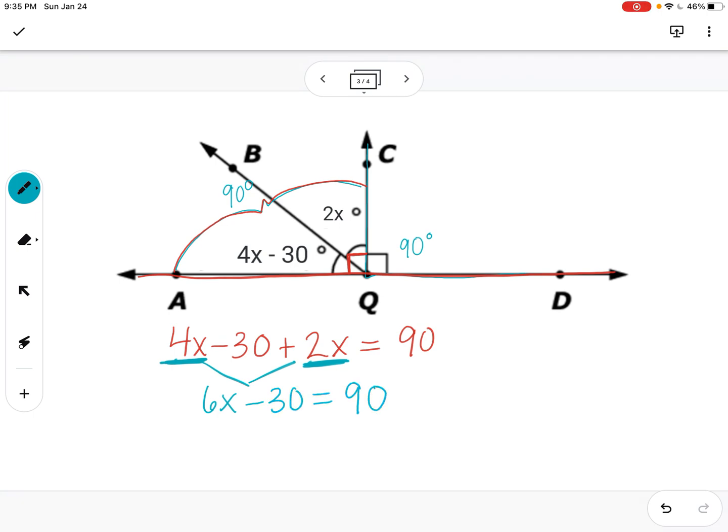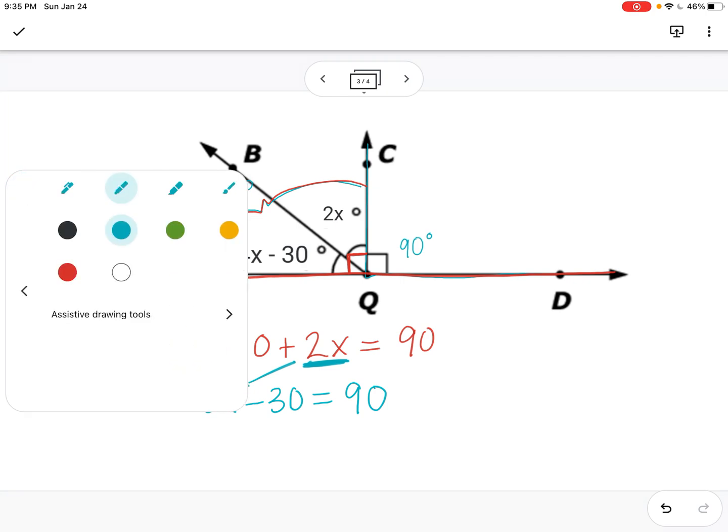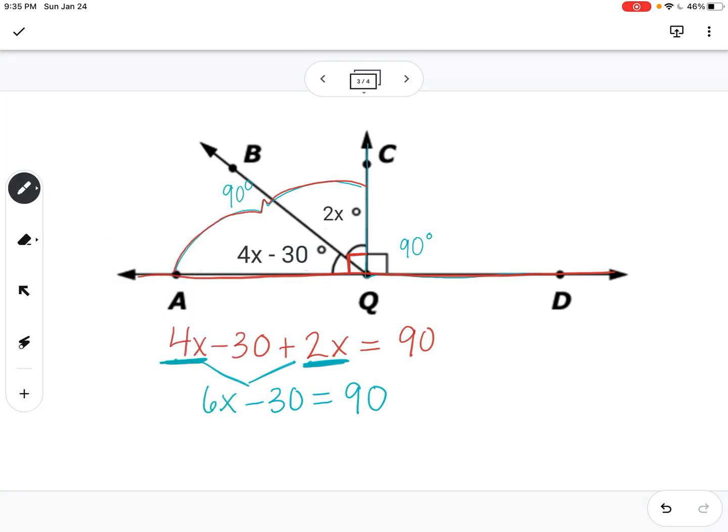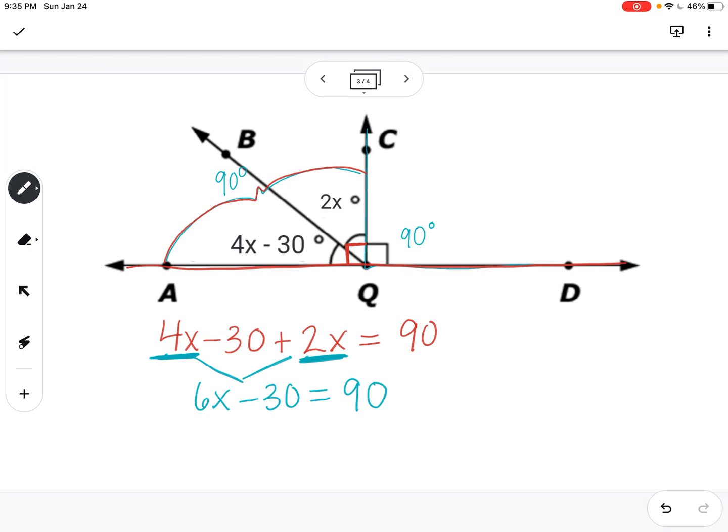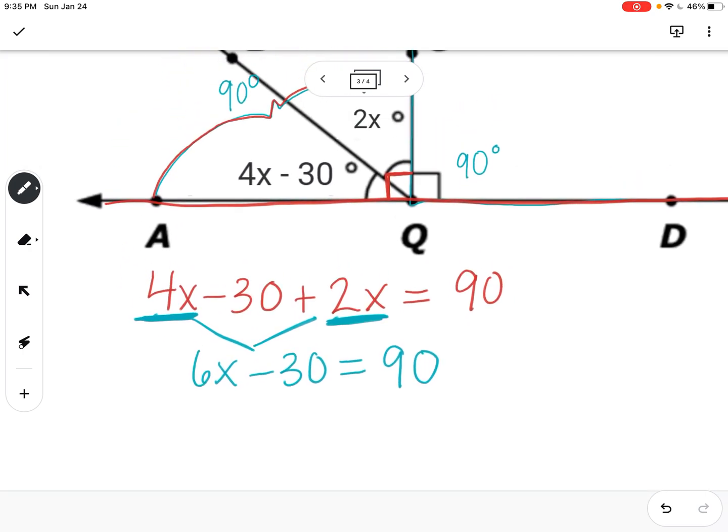And let's continue with the process of solving. I know I want to use inverse operations in order to isolate the variable. So when I want to get rid of something, I have to do the opposite. So 6x minus 30 equals 90. The opposite of minus 30 is going to be plus 30. Minus 30 and plus 30 will cancel, and I'll also add 30 to this other side. So I'm left with 90 plus 30, which is 120, and I know 6x equals 120.